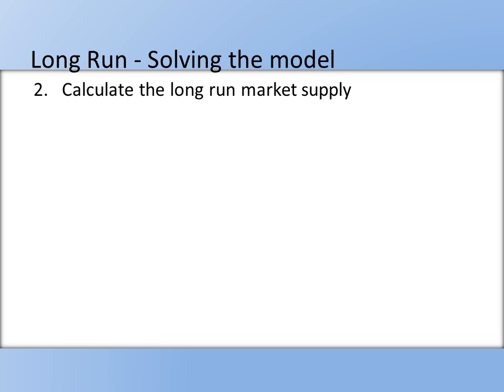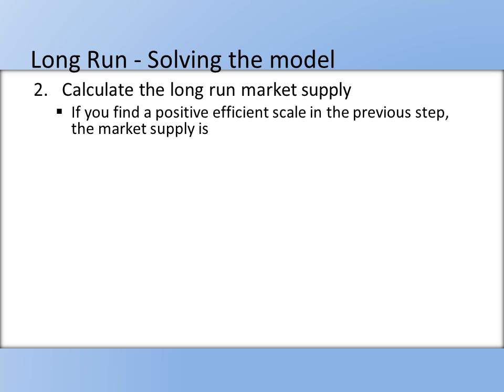Step 2: Calculate the long-run market supply. If you find a positive efficient scale in the previous step, the market supply is a horizontal line with price equals marginal cost at the efficient scale, which is also the point where average cost is lowest. This is the case because sellers compete to offer the lowest possible price, which is at the lowest possible average cost.